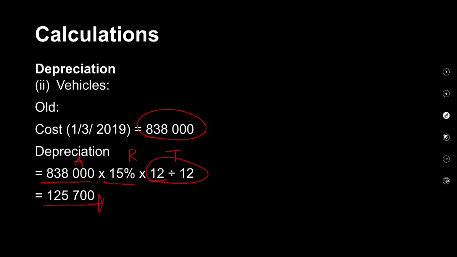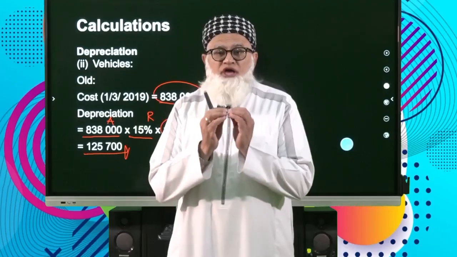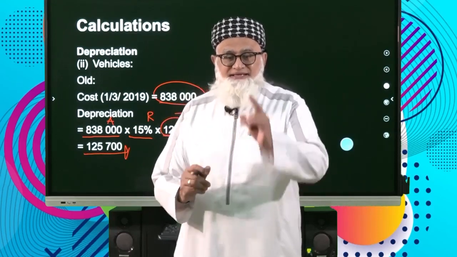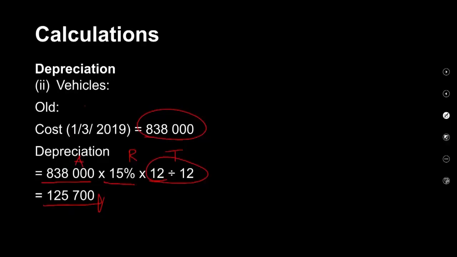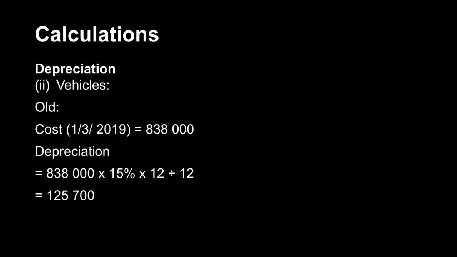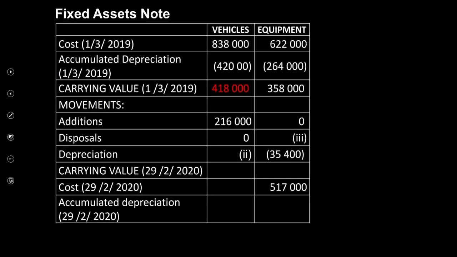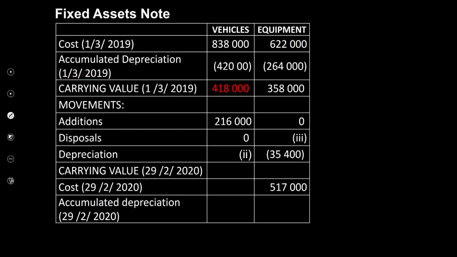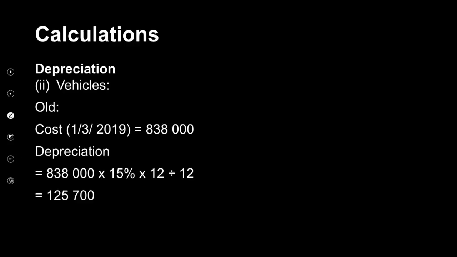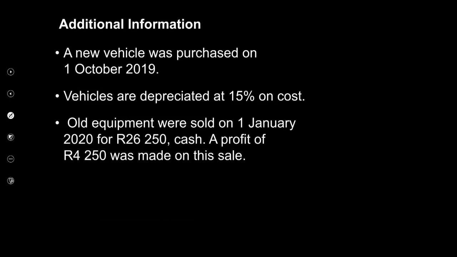We've calculated our depreciation on the old vehicles. Right, did we acquire a new vehicle? Let's check. Okay guys, let's look at the new vehicle that we've purchased. We said in terms of our information, did we purchase a new vehicle? Yes, we did. How much? 216,000. Okay, now the calculation. In terms of my new vehicle, a new vehicle was purchased on the 1st of October 2019.